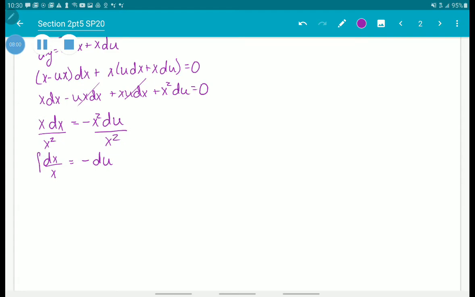So now that we've separated, we can integrate. So we're going to have the ln of the absolute value of x equal to negative u plus c. And we can solve this one for y. Before we do that, we need to make a substitution again. So notice we have everything in terms of x and u. Remember we said y was equal to ux. So what would u have to be? If we solve for u, we're going to get u equals y over x. So let's sub that in for our u.